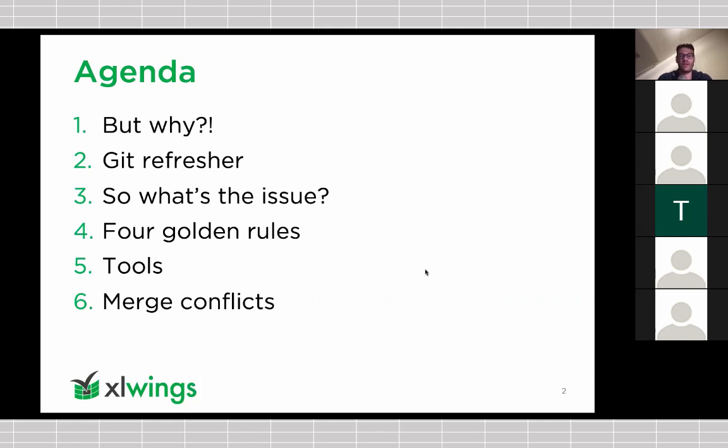And then finally, we're going to look at what the issues with Git are if we use it out of the box, what the issues are if we want to track Excel files. Then we're going to look at a couple of rules that make your life easier with Git and Excel. And then we're going to have quite a few tools that we're going to look at. And then in the end, we probably have the hardest topic, which is why and how we can get into merge conflicts and then how we can resolve them.